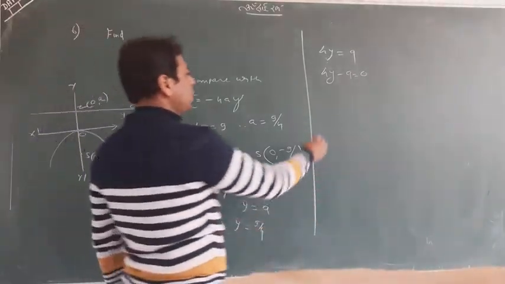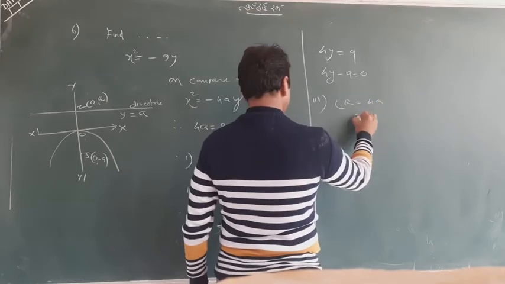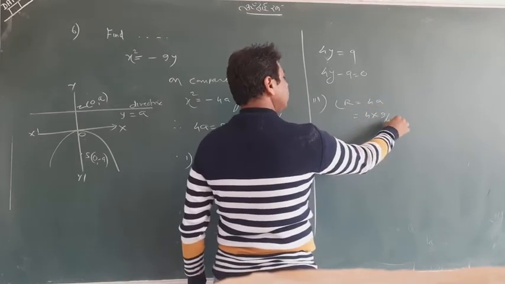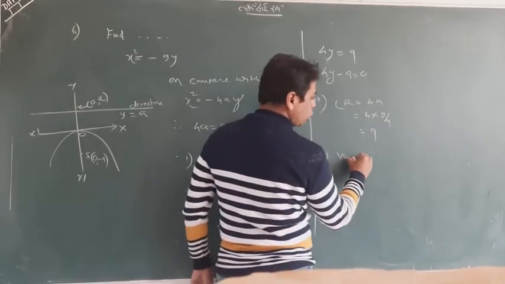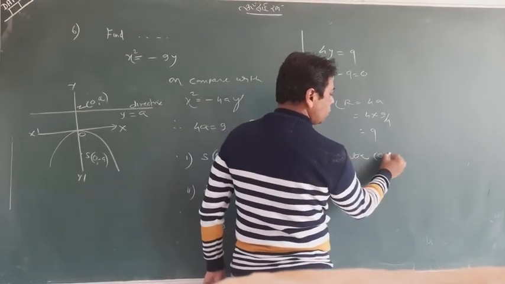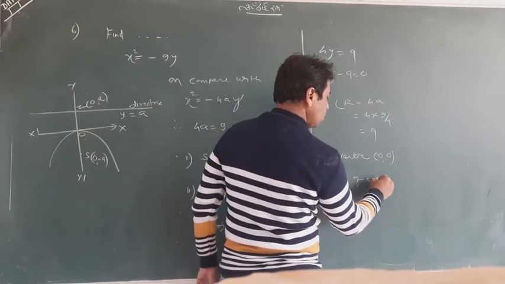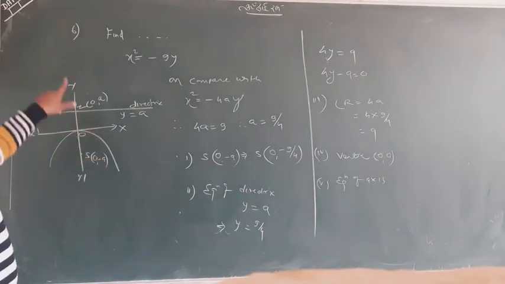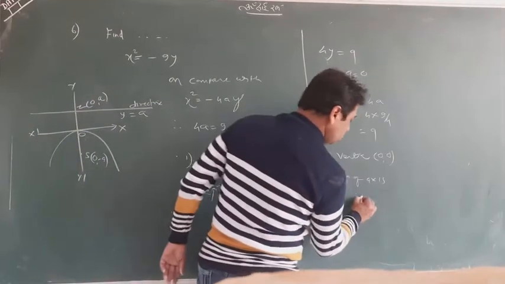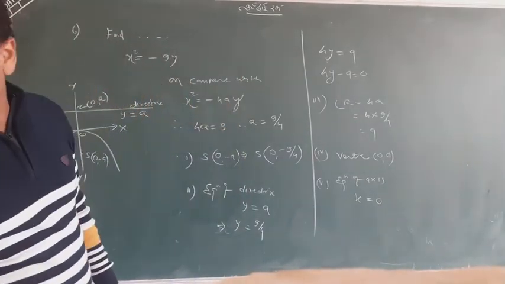The third thing is the latus rectum, which is very simple. 4 into a, 4 into 9 by 4, that is 9. Fourth is the vertex, as usual the vertex is the origin. And last is the equation of the axis. So you should say that the parabola is lying along the y-axis, whose equation is x equal to 0. So these are all 5 answers.